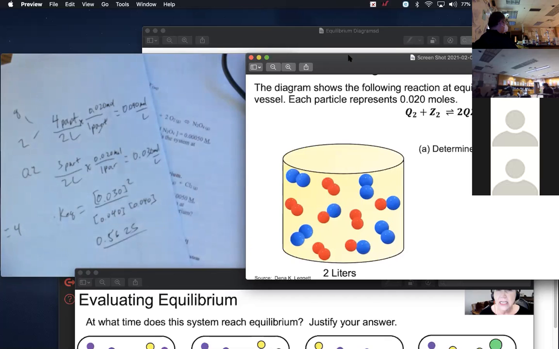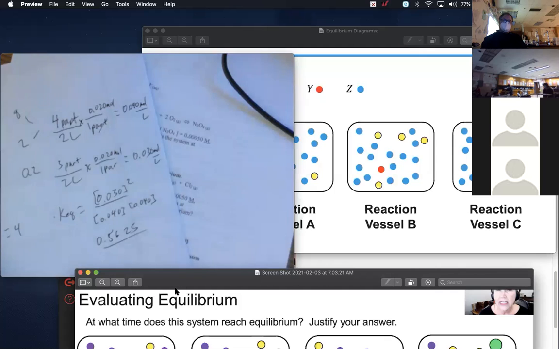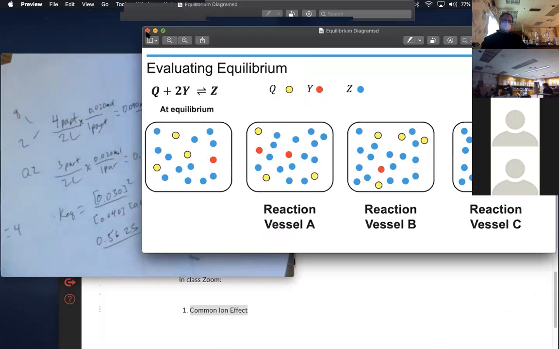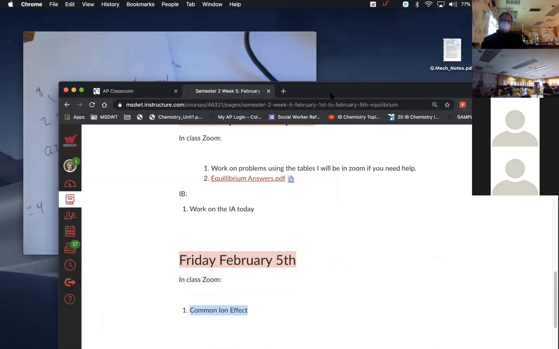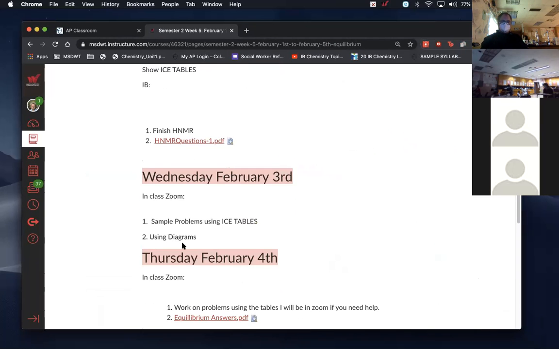Questions about equilibrium problems using particle diagrams? No? All right. Cool. Using diagrams, sample problems using ICE tables.